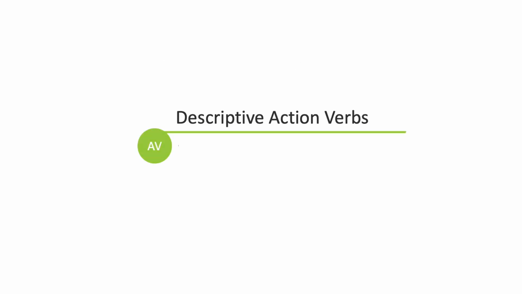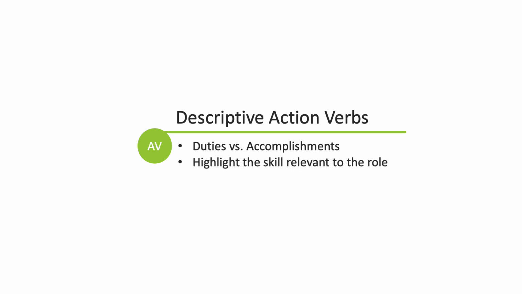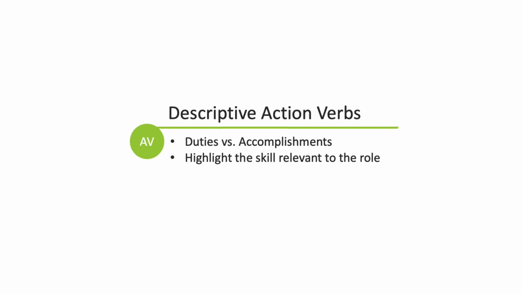Let's start with identifying a descriptive action verb to highlight a skill we want the reader to focus on. The goal of these statements is to show demonstration of a skill and accomplishment rather than list your duties and responsibilities. Start each bullet point with a strong, descriptive action verb to grab attention immediately. This verb should highlight a skill that is desired in the job you are applying for.